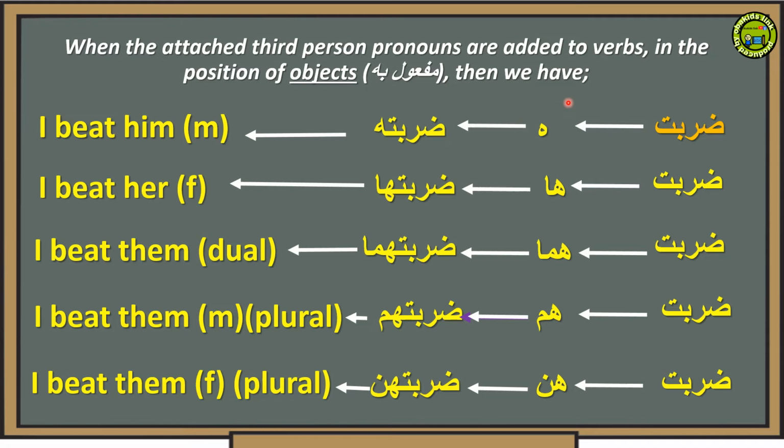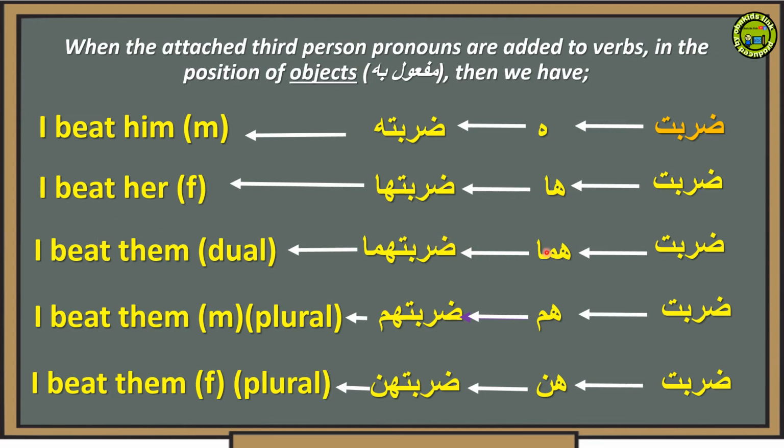When the attached third person pronouns are added to verbs in the position of objects, مفعول به, then we have the verb ضربت, I hit, plus هو becomes ضربته, I hit him, for masculine. So the object here is هو. The verb ضربت plus ها becomes ضربتها, I hit her, for feminine. So the object here is ها.